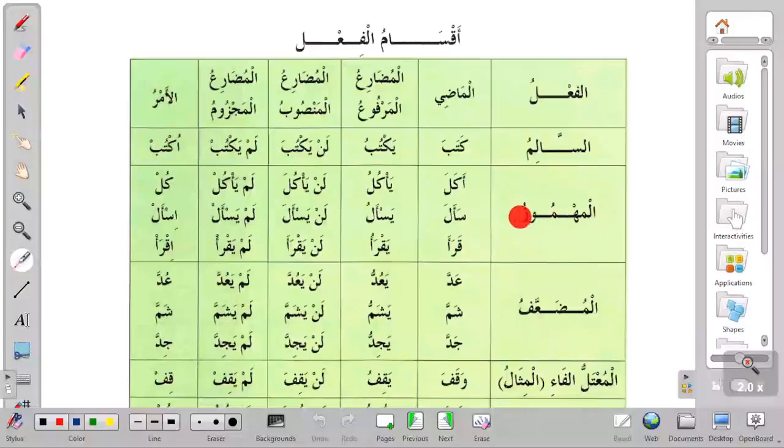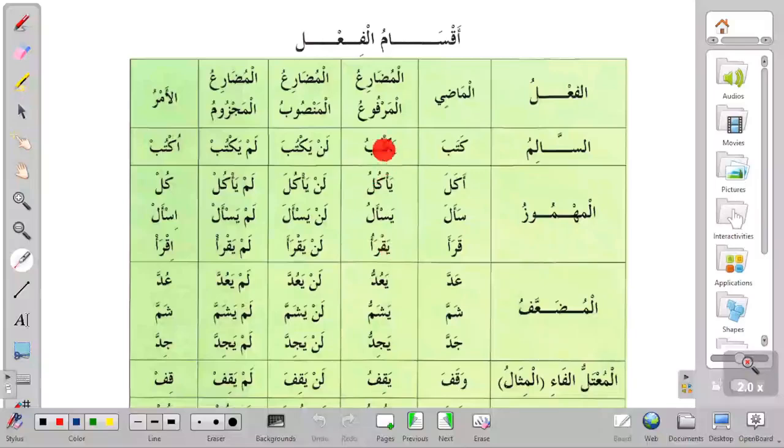Mahmuz, as we said, is that which has hamza as one of its root letters. Examples, as you can see, are akala, sa'ala, and kara'a. In akala, the hamza is the first letter, taking the fa position. In sa'ala, the hamza takes the second position, the ain position. In kara'a, the hamza takes the last position, the lam position. So Mahmuz verbs are verbs that have hamza as one of their root letters.